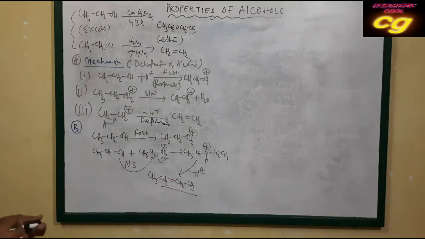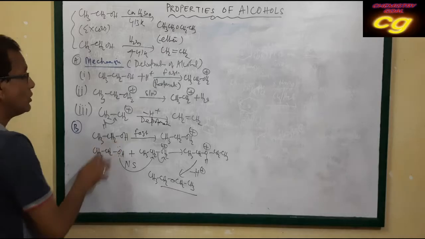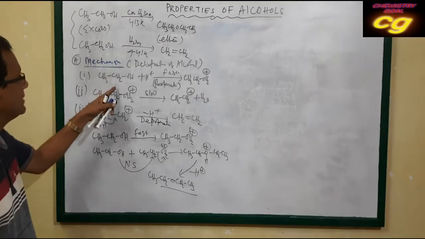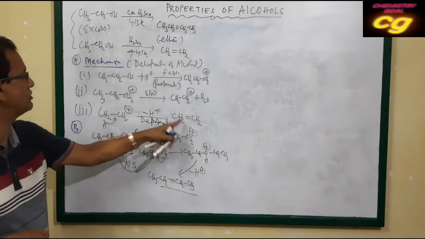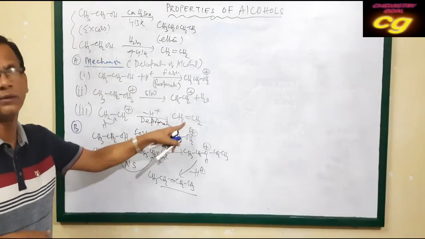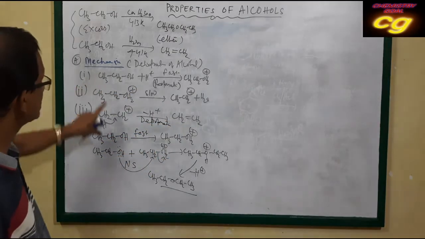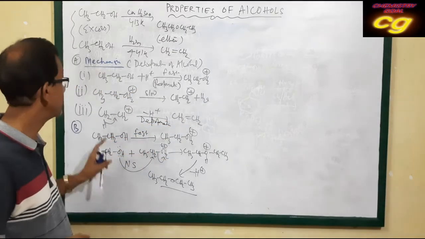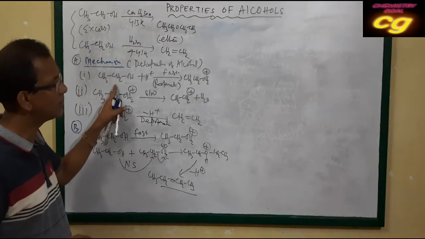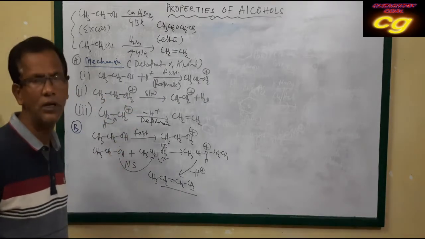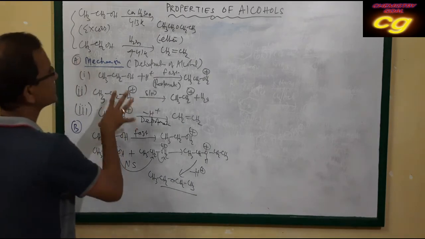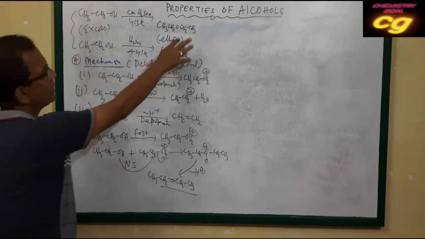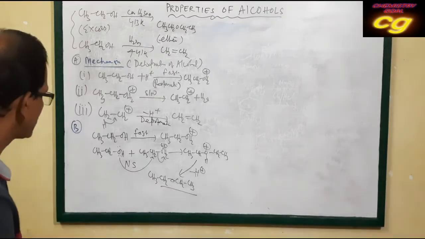So this mechanism is called nucleophilic substitution, and this mechanism is called elimination. Loss of water from alcohol to form alkene is elimination. The first one is elimination, the second one is substitution. But this is nucleophilic substitution. Loss of a water molecule forming alkene. So this is the mechanism of dehydration of alcohol, forming ether and alkene.